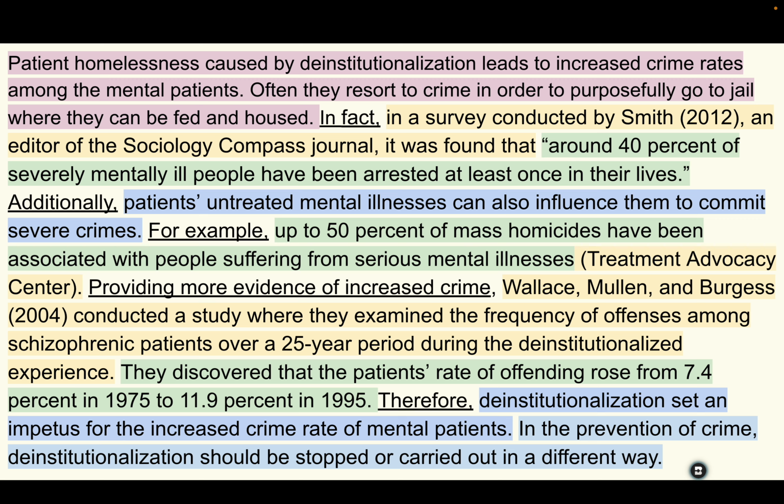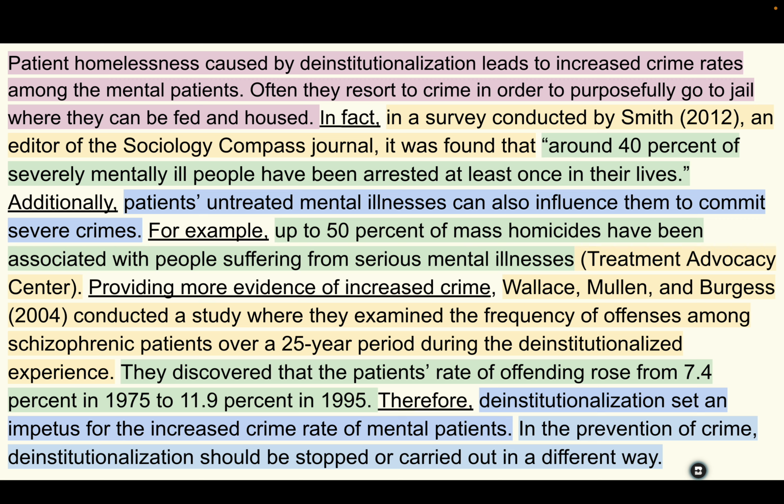Please notice underlined then, we transition into the next idea. And then, for example, underlined transitions into the next source. So you can see there we have synthesis connectors. A really nice synthesis connector introduces yet the next source, providing more evidence of increased crime. So this is a really good synthesis connector because it tells us what this next piece of evidence adds to the conversation that we're already facilitating in our paragraph.